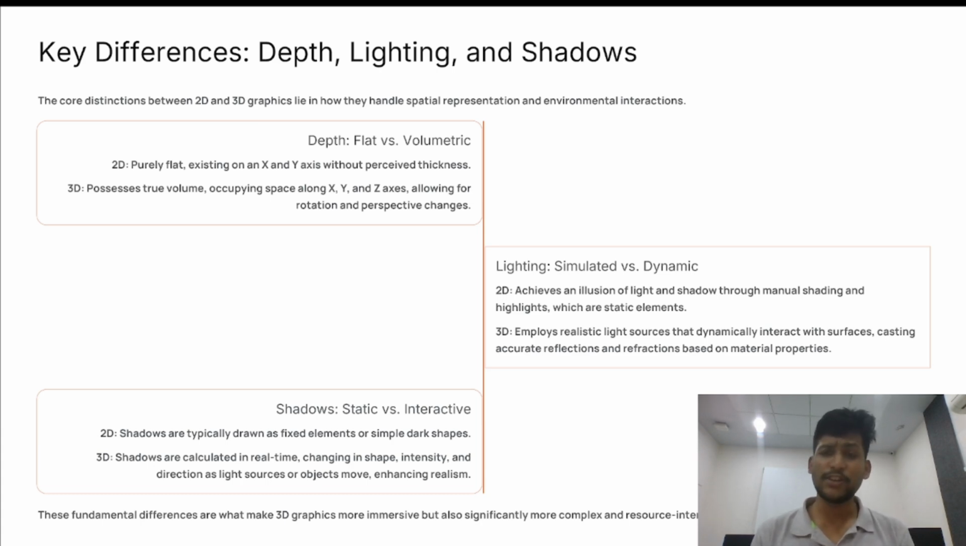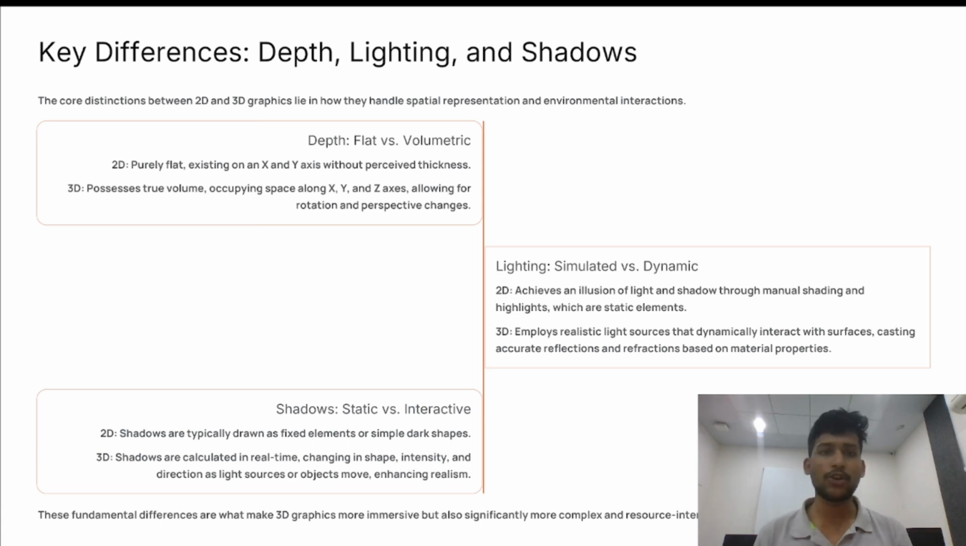Lighting, simulated versus dynamic. 2D achieves an illusion of light and shadows through manual shading and highlighting, which are static elements. 3D employs realistic light sources that dynamically interact with surfaces, casting accurate reflections and refractions based on the material properties. And you can read more on the slide again.